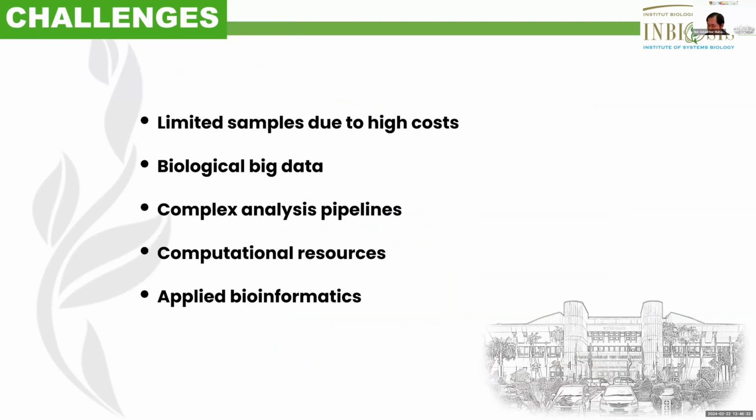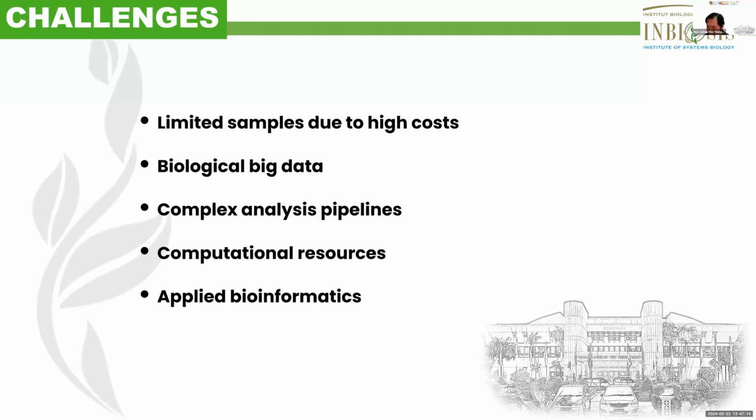In omics, it's easy to generate data, but the generation of data gets quite expensive. Hence we usually have limited samples. We are talking about maybe 10, 20 samples at most. And biological big data is very complex. We are talking about millions of data points that need to be processed and understood, and whether they can answer specific biological questions, which requires complex analysis pipelines.